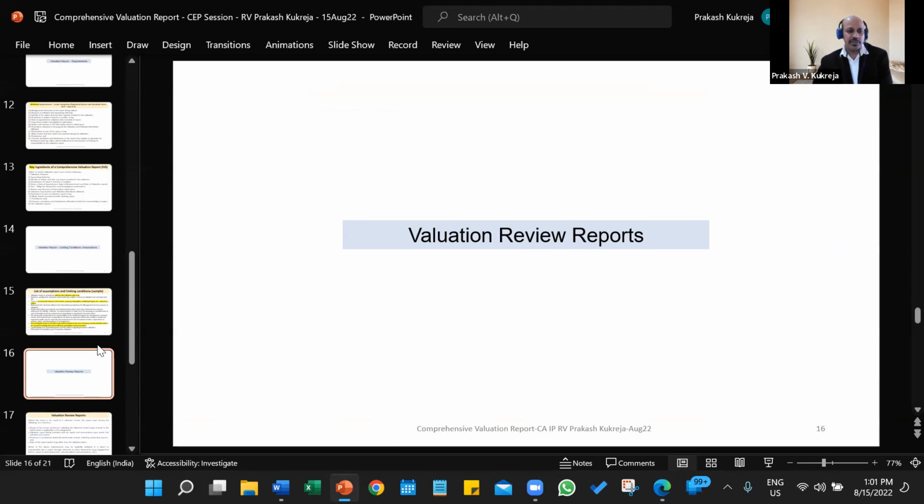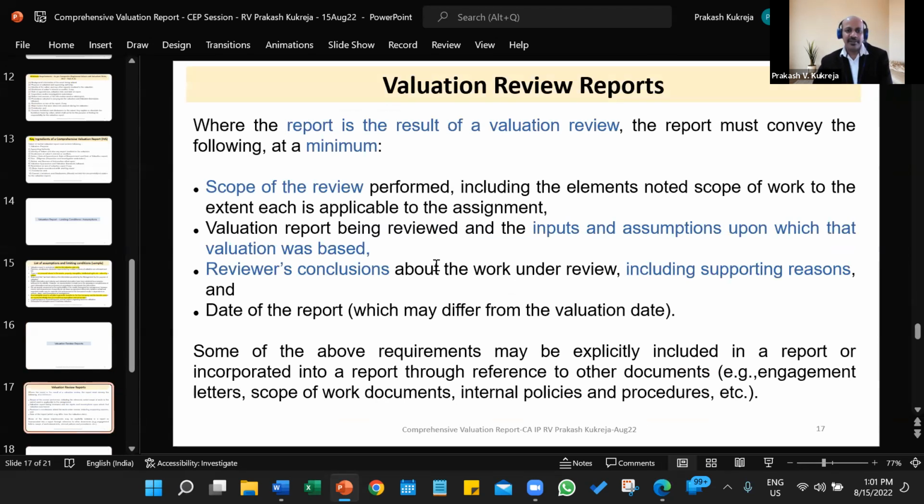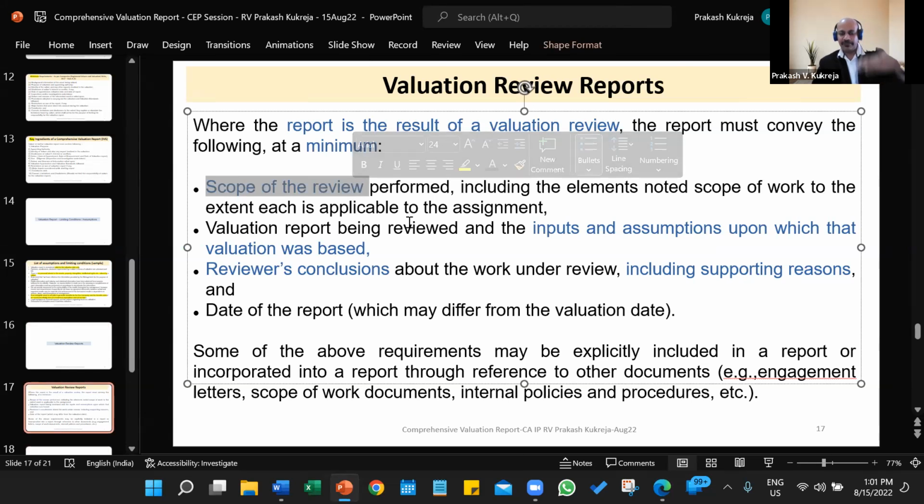So for valuation review reports, I've just put up one slide on what all things you should look into, because this is where the report is a result of a valuation review, right? So you should always convey what the scope of your review is, because now you're reviewing a valuer's work, right? So the scope is very, very important.